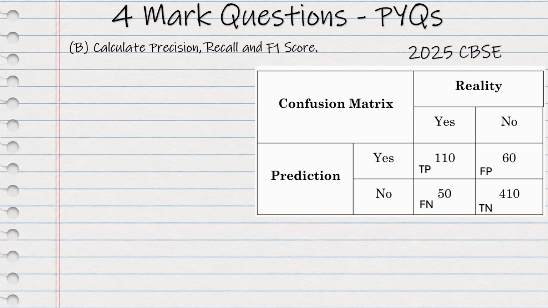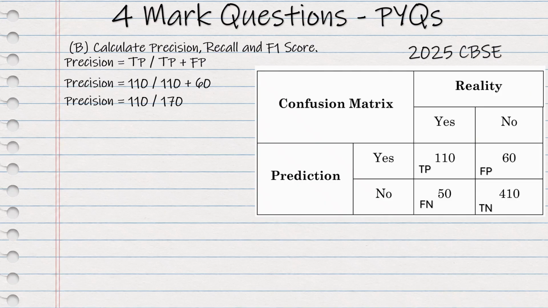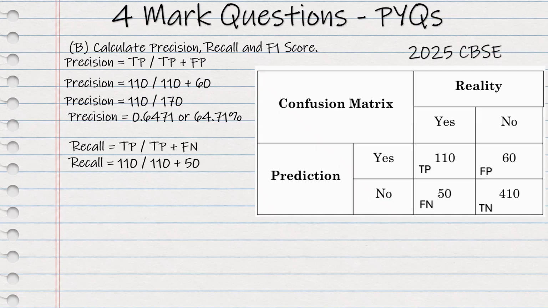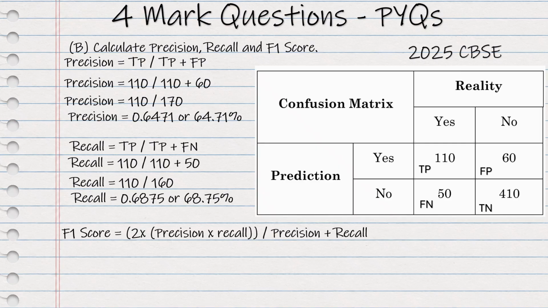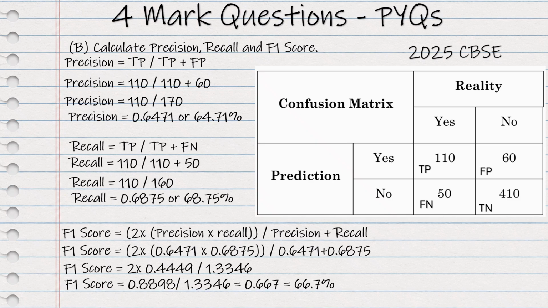Again we use the precision formula TP upon TP plus FP. Place the values 110 and 100 plus 60. 100 upon 170 and the answer is 64.71%. Again to recall, TP upon TP plus FN. This is 110 upon 160 and the answer is coming out to be 68.75%. For F1 score, the formula is 2 into precision into recall divided by precision plus recall. By placing the values, we got the answer of 66.7% here.